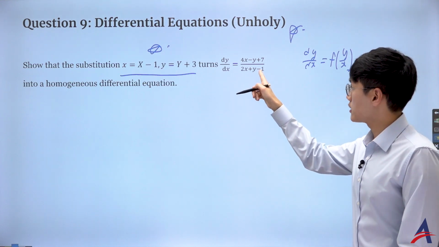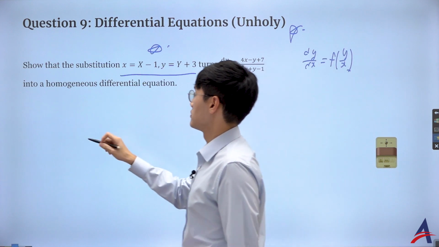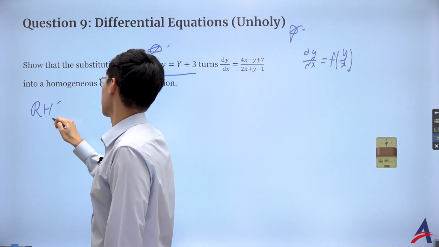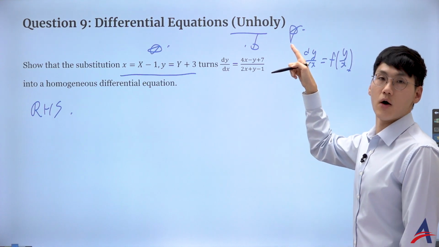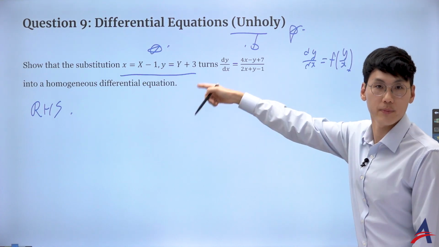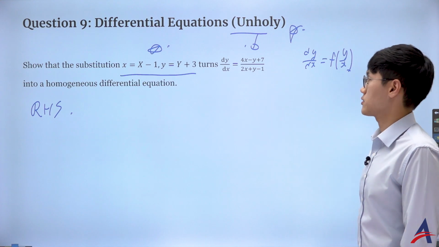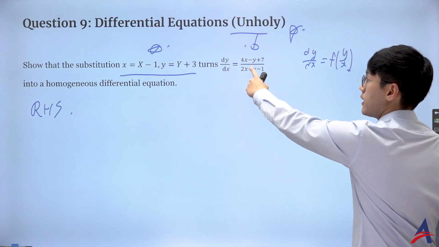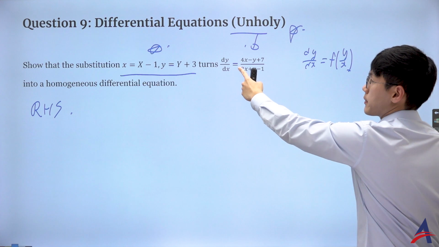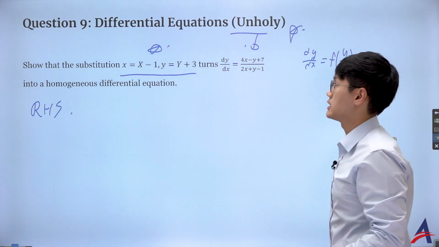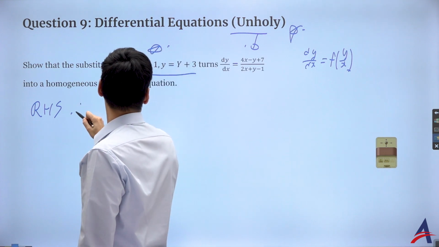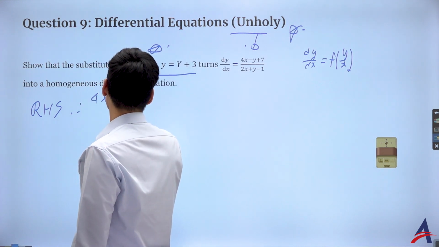So if you plug it in on the right-hand side, let's just plug it to the right-hand side. So this is the unholy version of the homogeneous equation when it's not obvious to get rid of the constant, but I'm given a hint to get rid of the constant. So let's make the substitution. If I let x minus 1, y to be y plus 3, you end up having minus 4, minus 3, plus 7 gets 0. So on the right-hand side, that's going to be just typically 4x minus y.